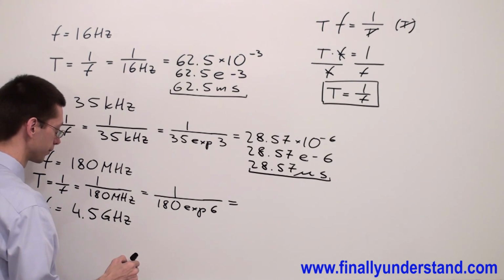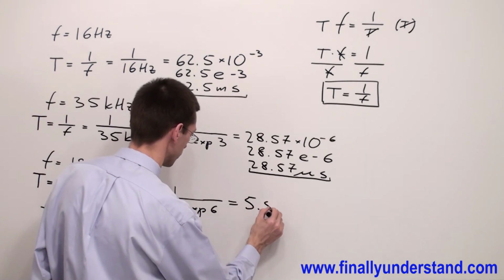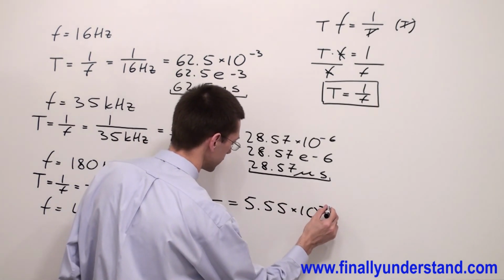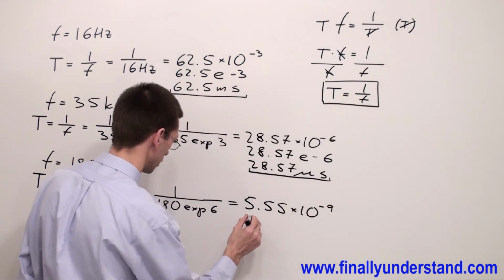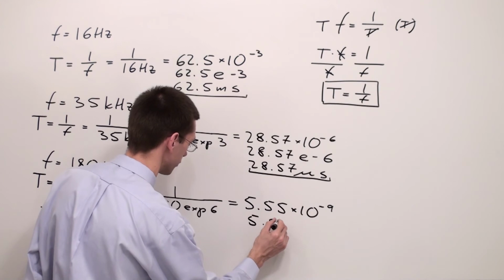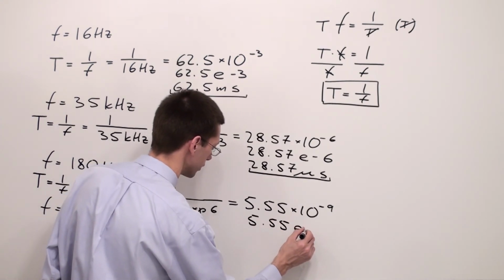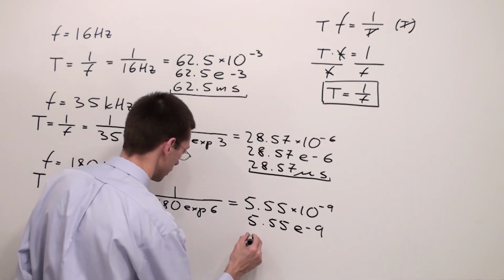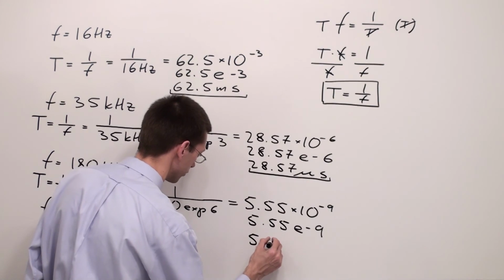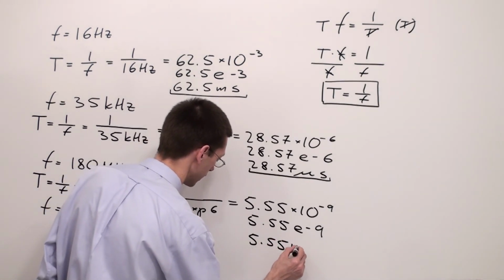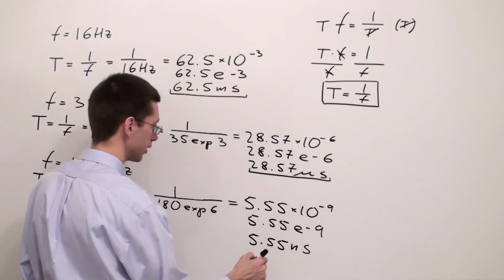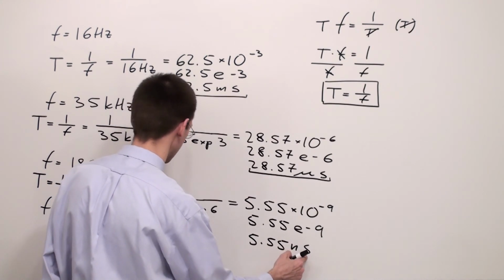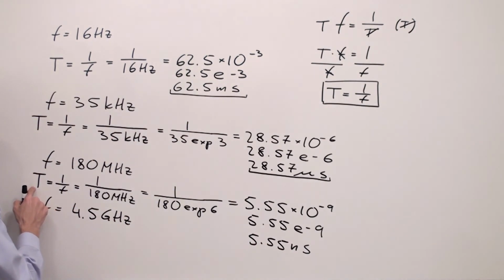You're supposed to get 5.55 times 10 to negative 9, or 5.55 e to the negative 9, where the final answer is 5.55 nanoseconds. Why? Because 10 to negative 9 is represented by nano, and seconds because I'm looking for time.